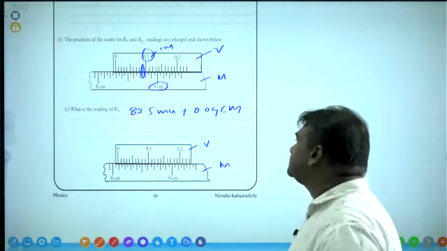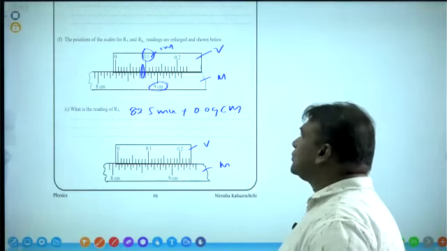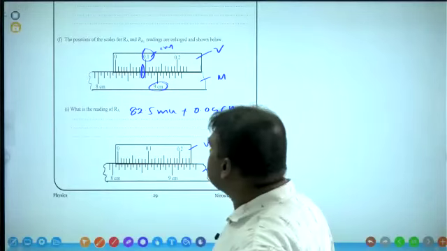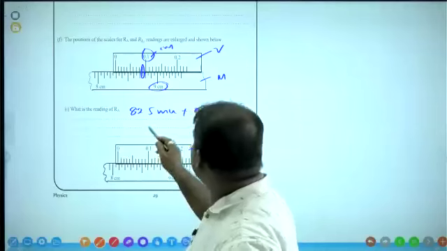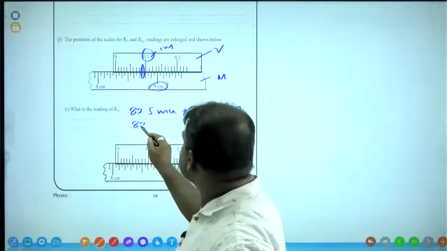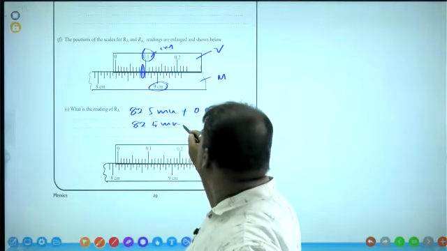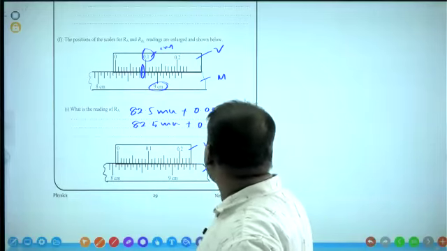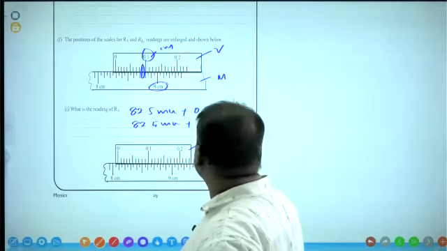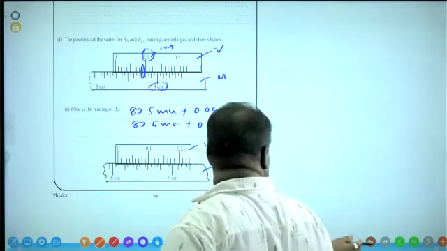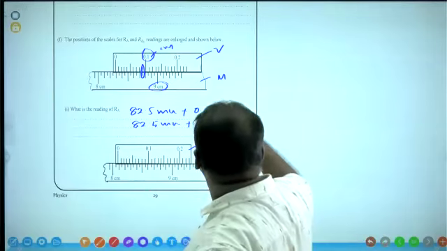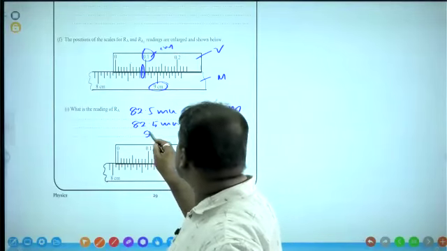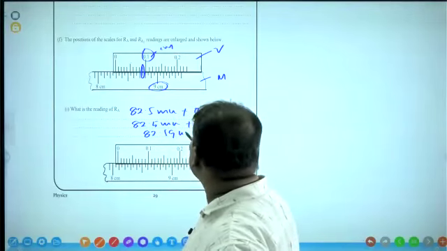0.09 millimeter, not centimeter. The 9th division, right? It's here 82.5 millimeter. Excess we have 0.09 millimeter, not centimeter. It should be millimeter, 0.09 millimeter. It becomes 82.59 millimeter, right?